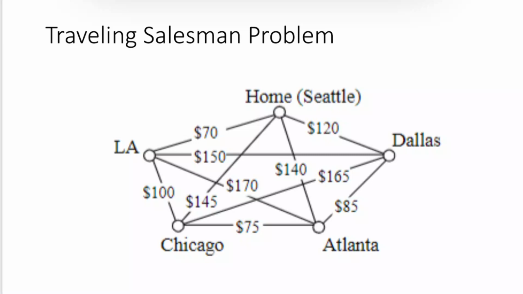lives in Seattle and he needs to travel to these different cities. If he wanted to find the cheapest way to make his sales trip and visit all the cities and get back to where he started, this is basically finding the cheapest Hamiltonian circuit, because you want to visit each one of the cities, which are all of the vertices, and end up back where you started, so that would make it a circuit. And so we're going to do a whole bunch of problems like this.